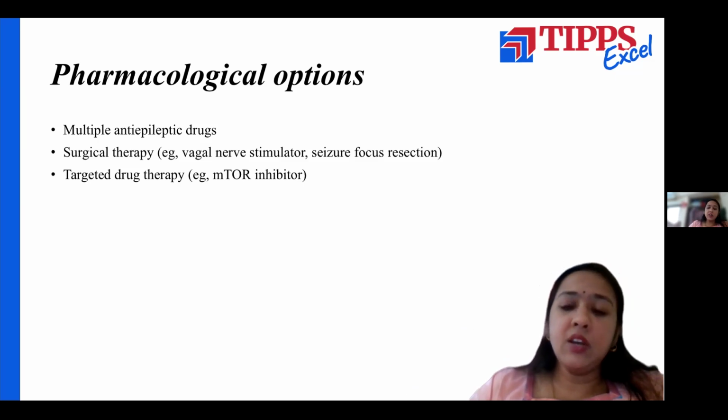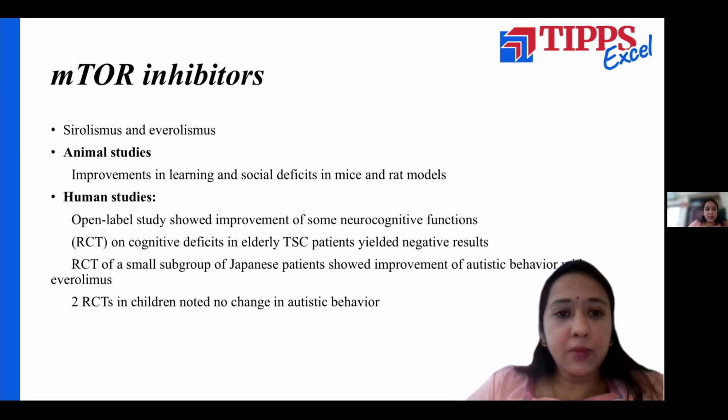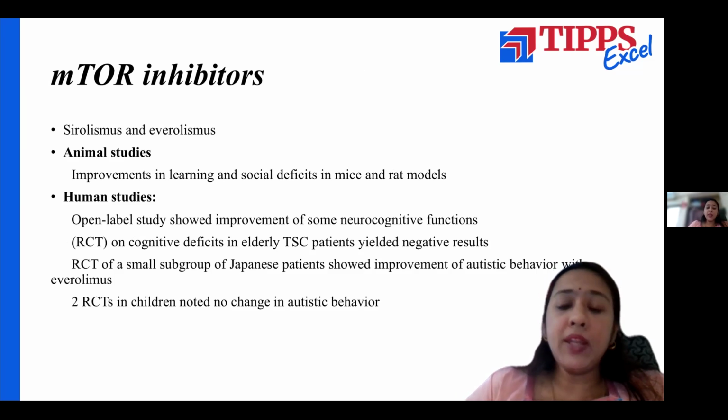Then there are seizure focus resection, tuberectomy, and targeted drug therapy, like the mTOR inhibitors, that I will be explaining later. As we all know, the hyperactivity of the mTOR signaling pathway results in tuberous sclerosis. These days, drugs have evolved to target this hyperactivity. Sirolimus and everolimus are two drugs that have been tried in these children. Sirolimus has multiple dosing, like 0.04 milligram per kilogram or 0.03 milligram per kilogram based upon weight, and everolimus is given as 3 to 4.5 milligram per meter square of body surface area.